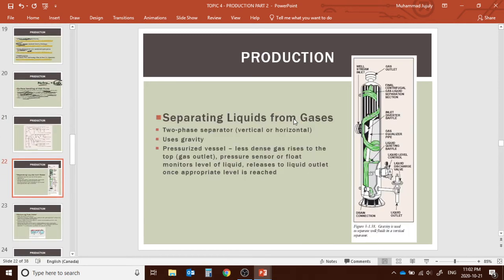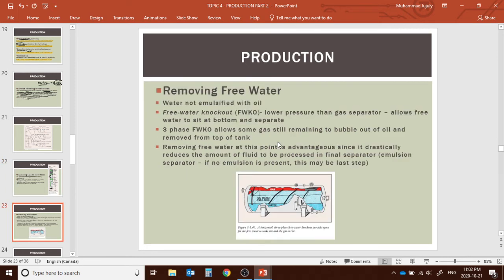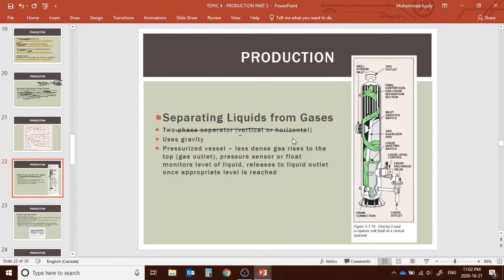Now how can you separate the liquids from the gas? We can use this vertical separator. It's a very simple operation. It's a two-phase separator. It is vertical, but we can use a horizontal separator too. It just uses gravity. For instance, your input is gas, oil and water. Water is the heaviest, oil is intermediate, and gas is the lightest one.